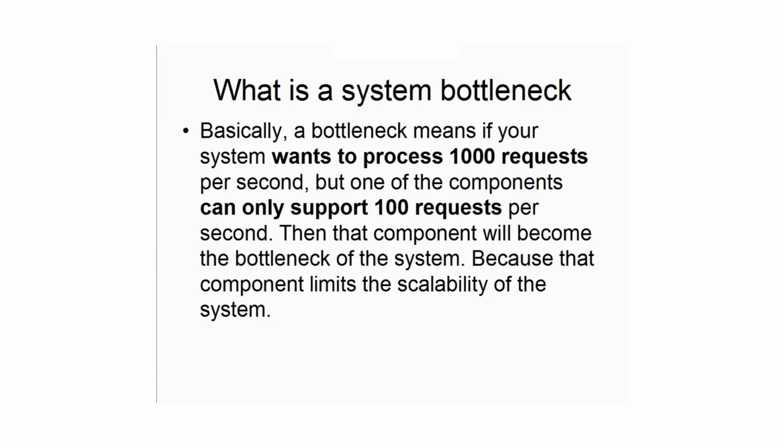Basically, a bottleneck means if your system wants to process 1000 requests per second, but one of the components can only support 100 requests per second, then that component will become the bottleneck of the system because that component limits the scalability of the system.